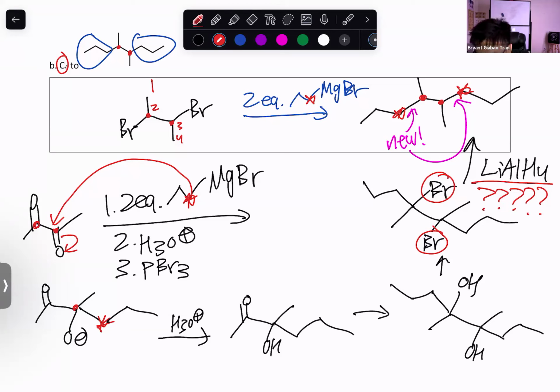Oh, LiAlH4 can reduce haloalkanes to alkanes. That's interesting. What the heck? Right, with THF or, yeah.